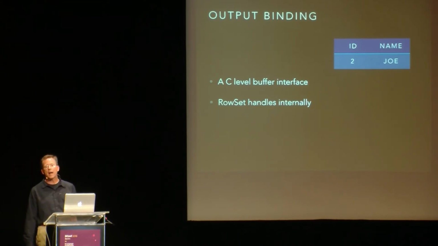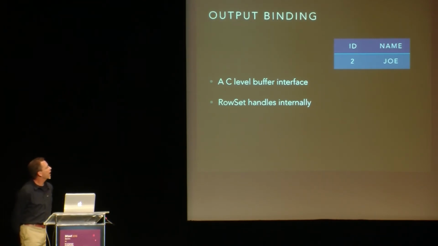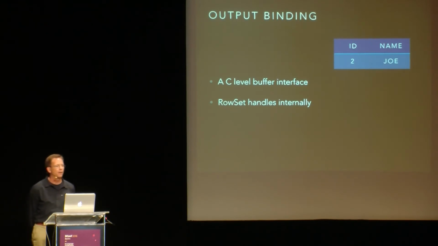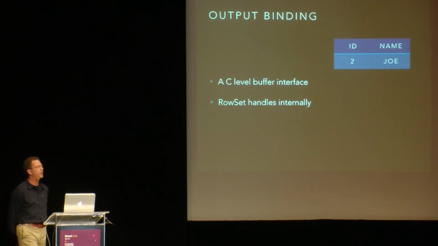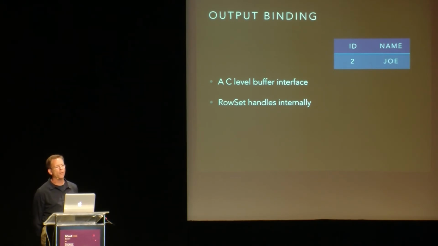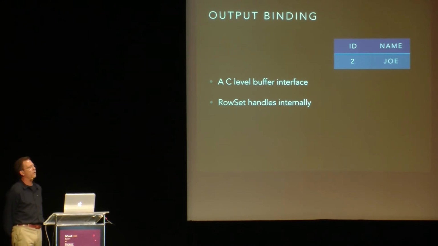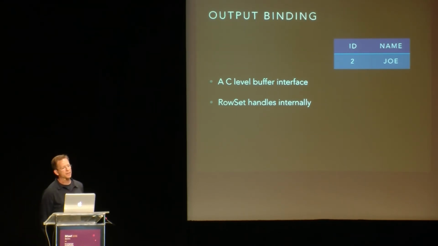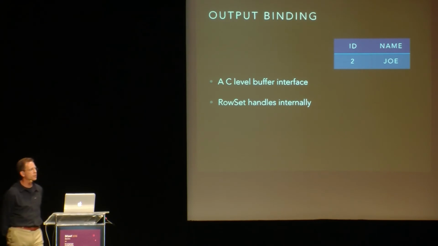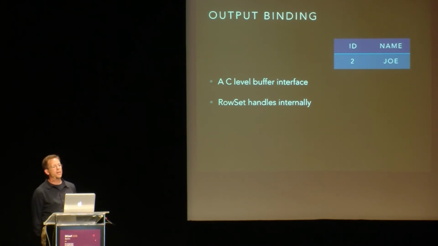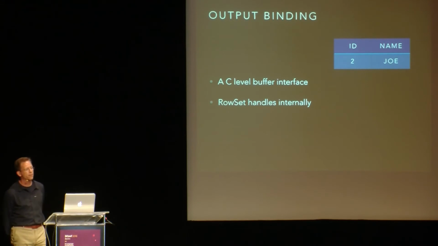So I want to talk about output binding. Output binding is a C-level feature of most database drivers, and it's a buffering technique in which you are allocating buffers to hold row results, and you get access to that buffer while the query results are being returned. That's a primary way that most clients deal with how you get data. The nice thing is that the user's not exposed to this at all. This is all handled by the ROWSET internally.